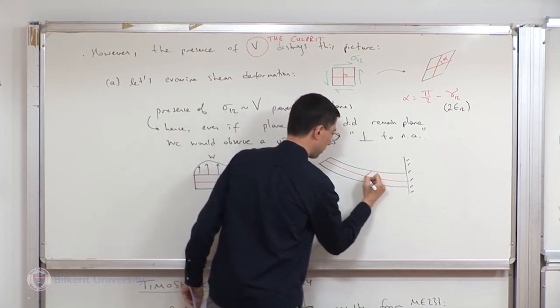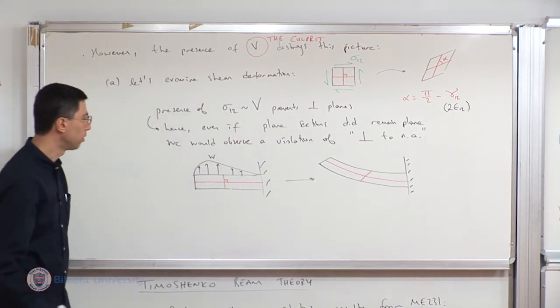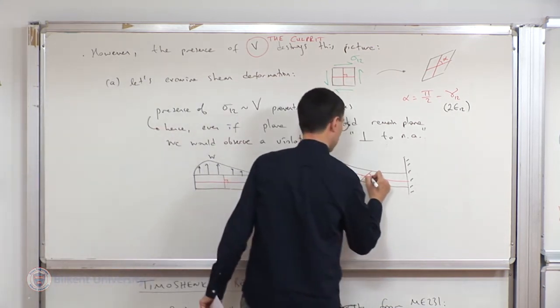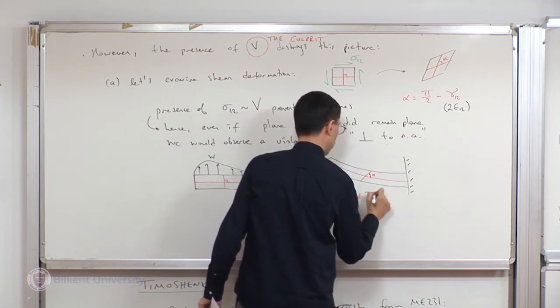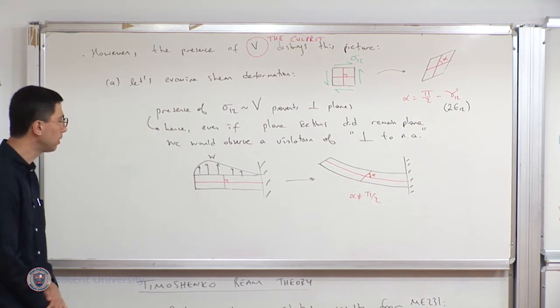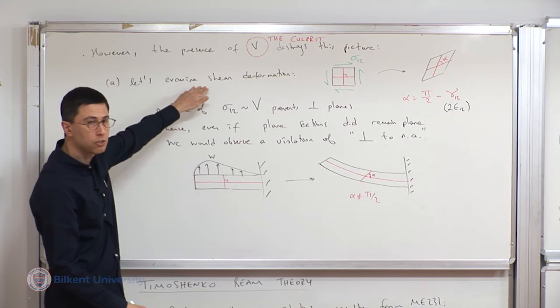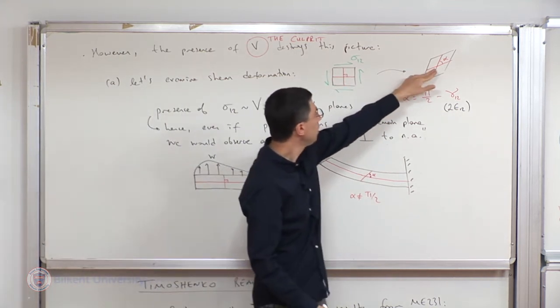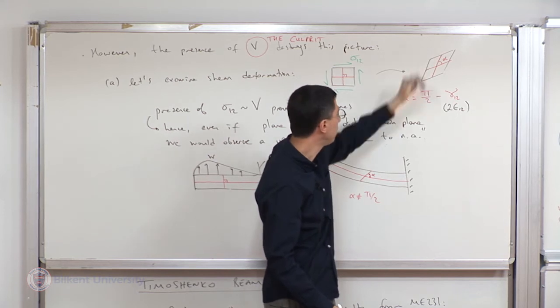Perhaps here it's better. Okay. So for sure, not quantitatively correct, but this is alpha is not equal to pi over 2 is the message here. So it is not anymore perpendicular. Shear stress, we know, even if the lines remain perpendicular, will prevent them from being perpendicular after deformation.